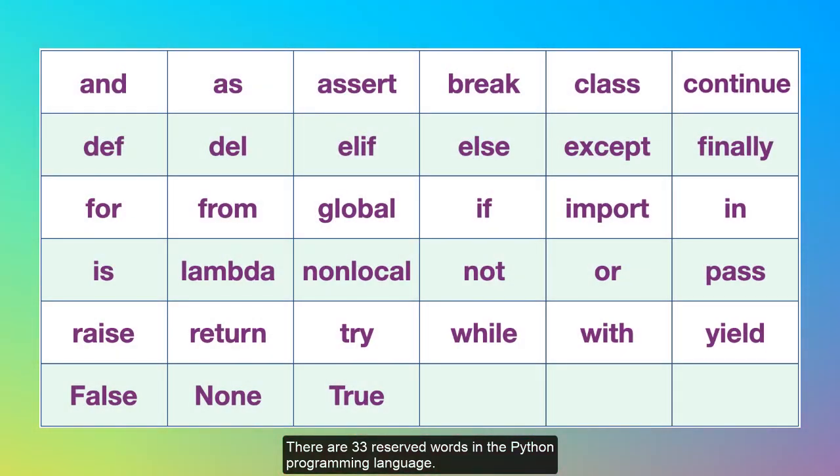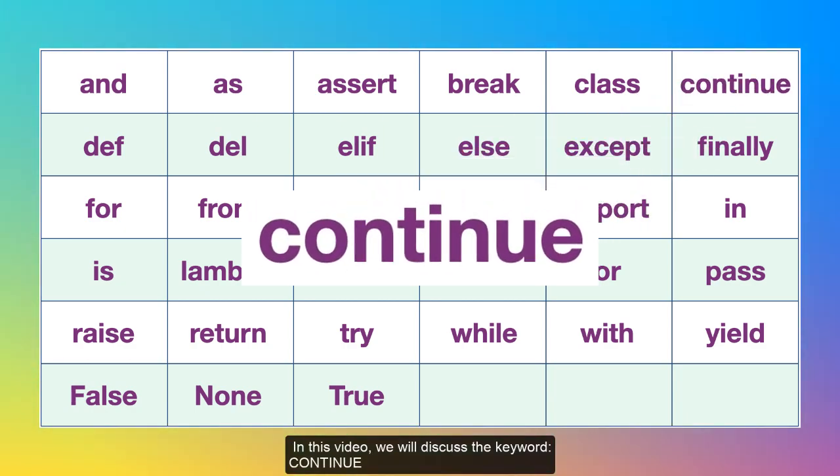There are 33 reserved words in the Python programming language. In this video, we will discuss the keyword continue.